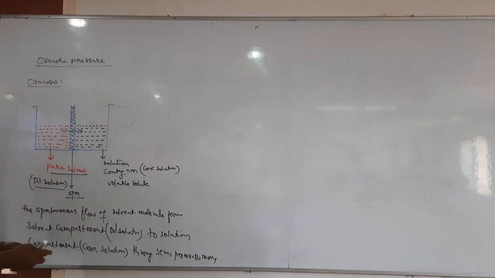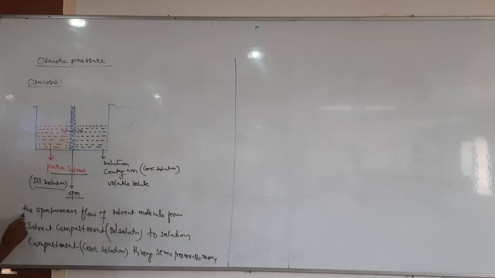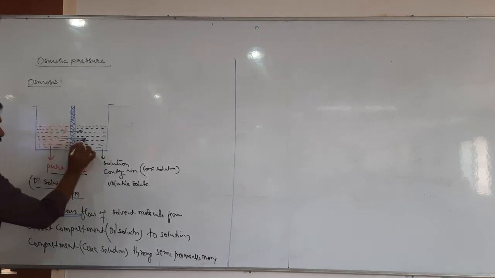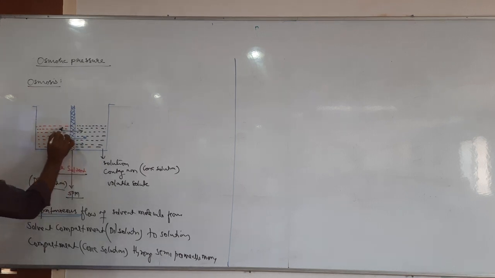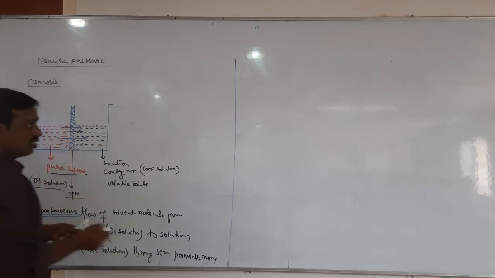Now tell me whether osmosis is a spontaneous or non-spontaneous process. It is a spontaneous process. That's why there is a spontaneous flow of only solvent molecules but not solute molecules. Only solvent molecules will flow from the solvent compartment to where? Solution compartment through the semi-permeable membrane, which is called osmosis. Therefore, remember in osmosis there is a flow of only solvent molecules, and osmosis must take place only through the semi-permeable membrane. So let's see what a semi-permeable membrane is.